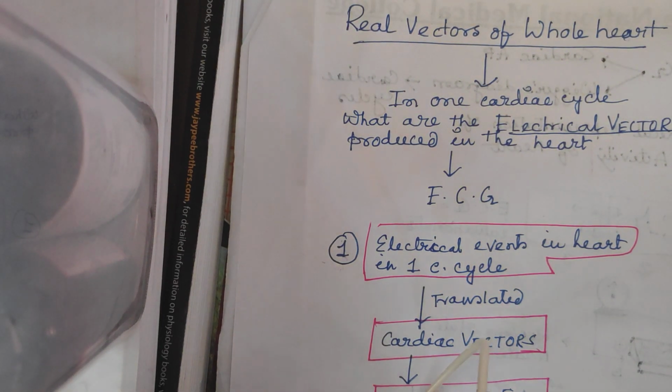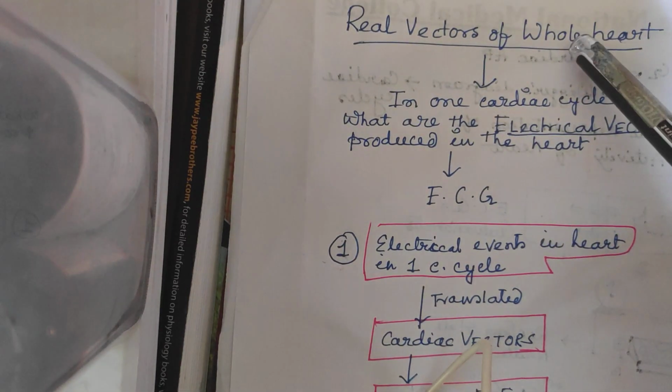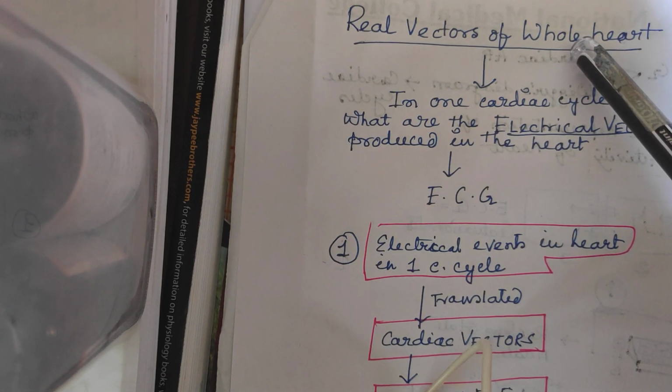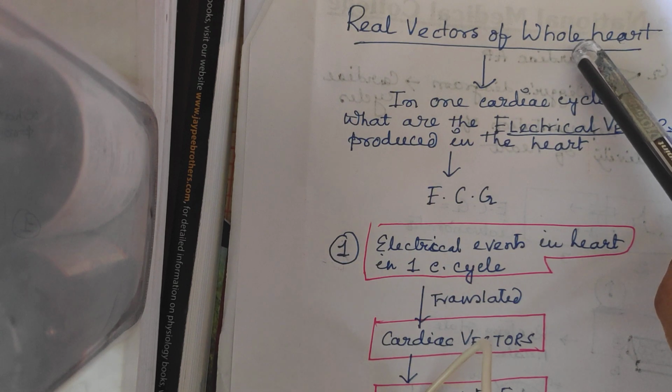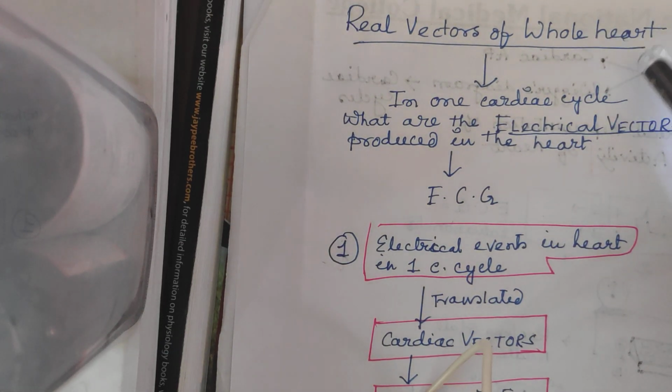So we are now going to discuss the vectors of the whole heart. We were discussing a part of the myocardium, how if the electrical activity is happening in that specific part and it is connected with a galvanometer, what will be the changes. Now we are thinking about the vectors of the whole heart. And what will be our learning objective?